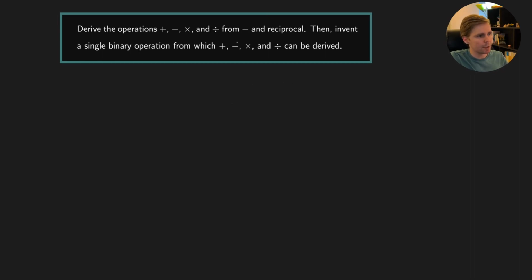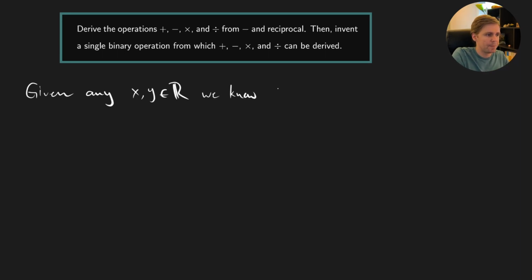Okay, so to clarify the first part of this question, you can think of it like this. Let's say that we are given any two real numbers, which I'll call x and y. We have the operations subtraction and reciprocal. So I can calculate 1 over x, I can calculate 1 over y, I can calculate x minus y. And again, this is for any two real numbers. I'm not picking a particular x and y here. It's just for all real numbers. And what the first part of this question is asking us is, can we use this information to figure out what is x plus y, x minus y, x times y, and x divided by y?